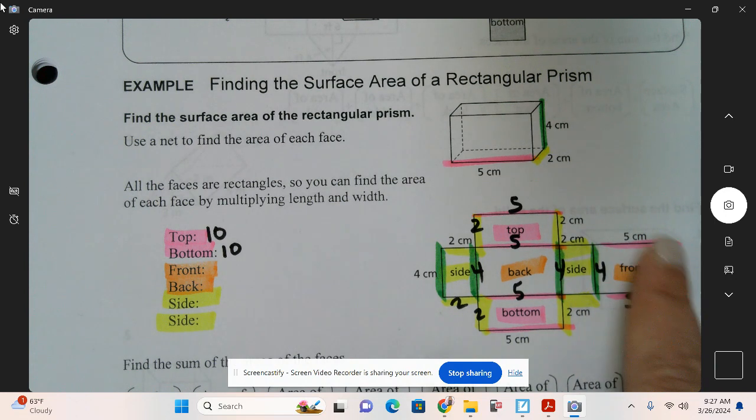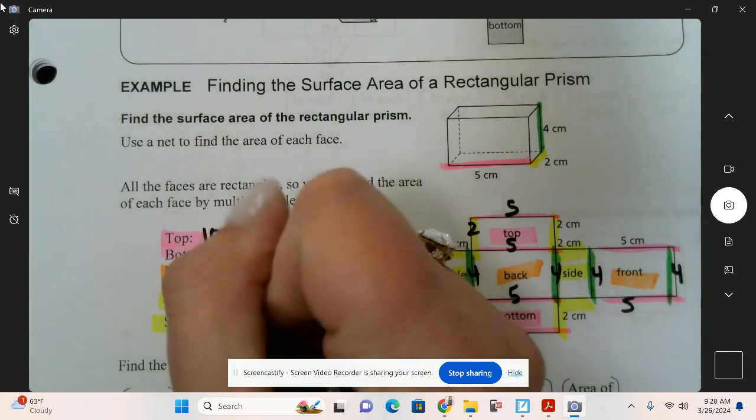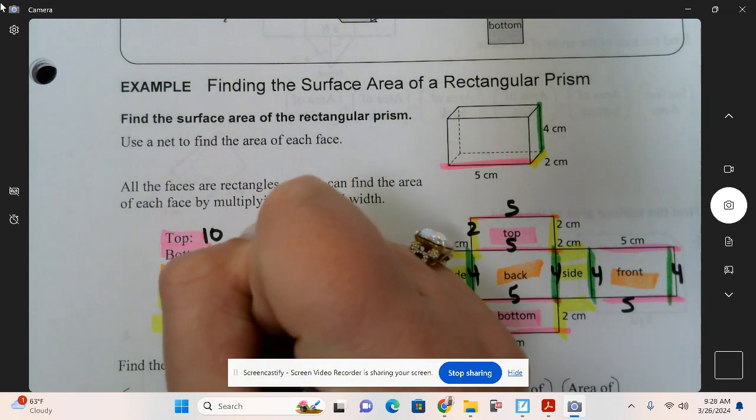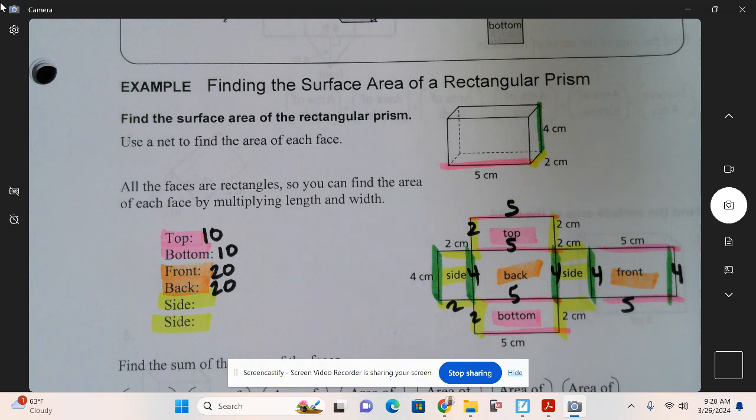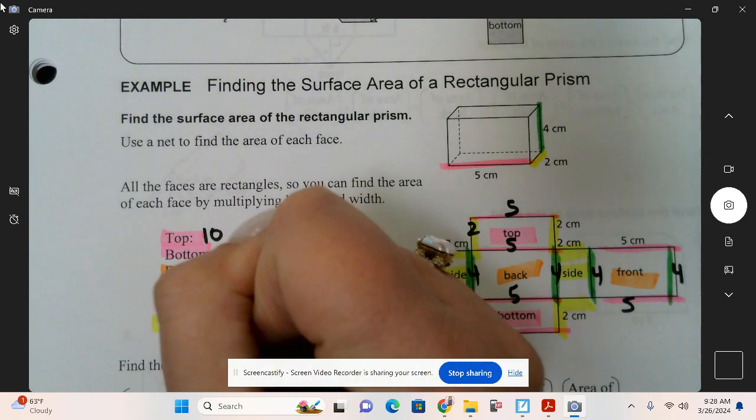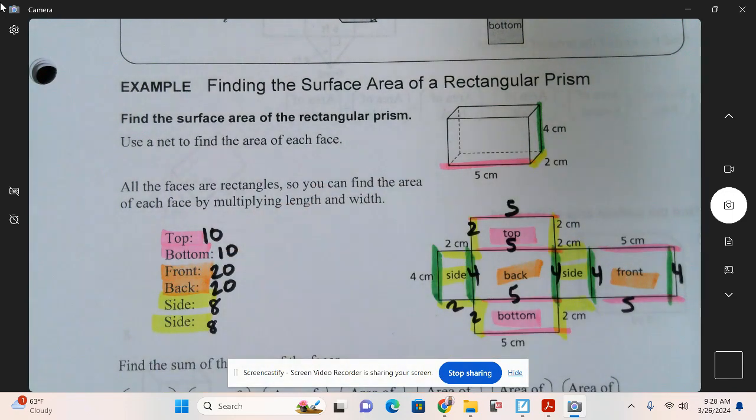Your front. What's the area of the front going to be? Base times height, so 5 times 4, which is 20. If I know the front, I know the back. And then my side face is 4 by 2. So if my one side is 8, the other side is 8.